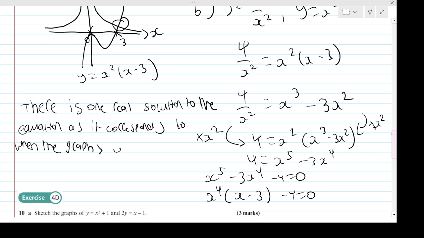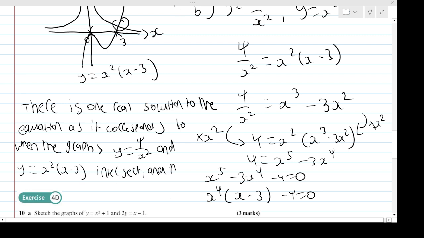To when the graphs, and what graphs? Well, the graphs y is 4 over x squared, and y is x squared, x minus 3. Remember, those are the two graphs we sketched. They intersect. And there is how many intersection points? One, right? So there we are, that's our justification.